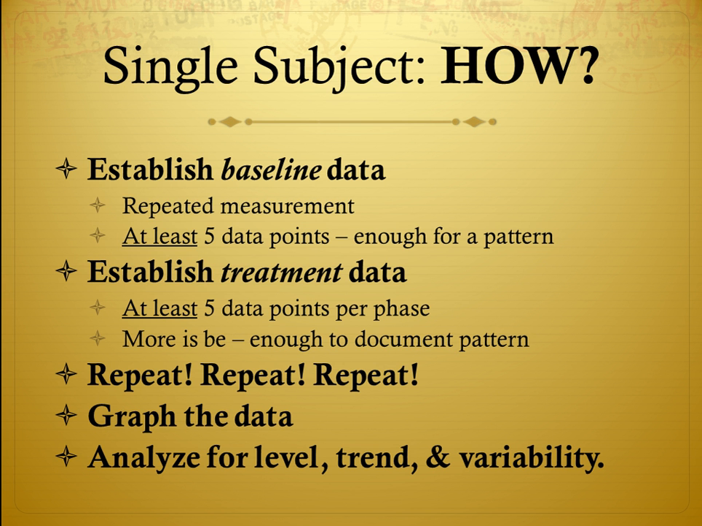So again, baseline data, you need at least 5 points. Treatment data, you need at least 5 points. Then you're going to go back and you're going to look at baseline again. Then you're going to go back and repeat the treatment phase again. You graph this data. You include dashed vertical lines to indicate phase changes. And then you analyze the graph for level, trend, and variability.